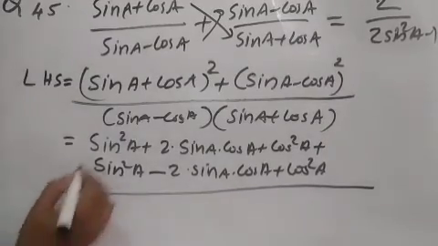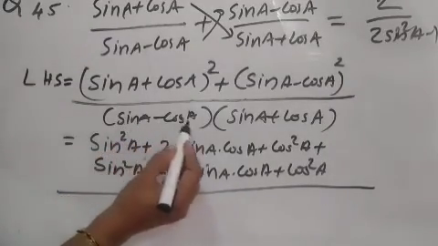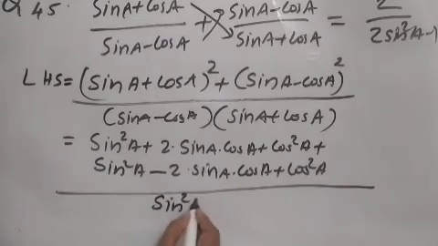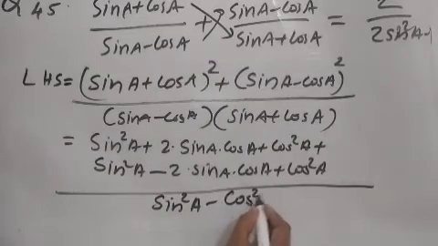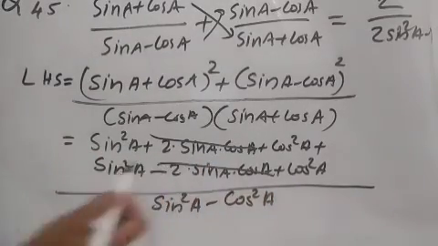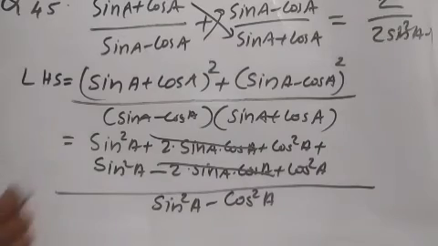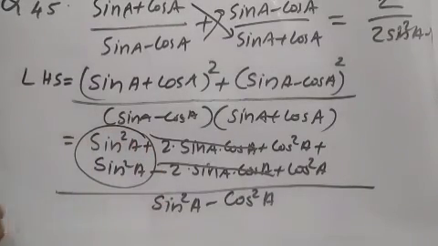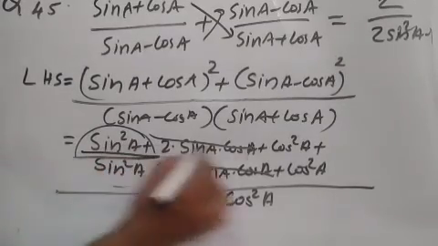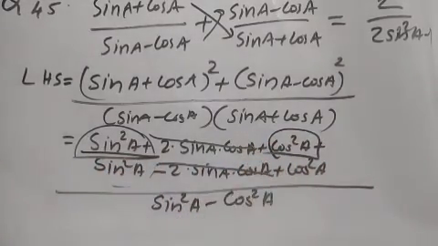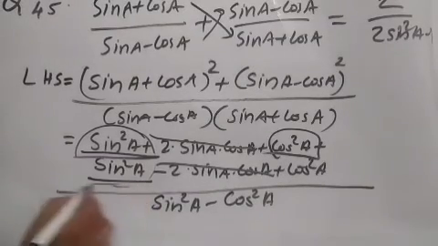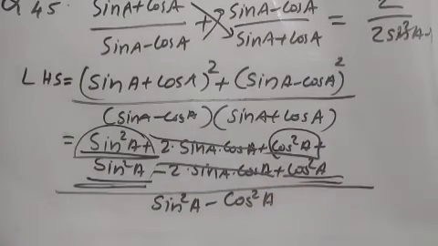The whole divided by denominator is of the form A minus B into A plus B. What is A minus B into A plus B? A square minus B square. Sin square A minus cos square A. And look at this, plus 2 sin A cos A and minus 2 sin A cos A, we can cancel it out. And look at this group, sin square A and cos square A. What is the sum of sin square A and cos square A? It's always 1. Similarly, the second group, sin square A plus cos square A is 1.